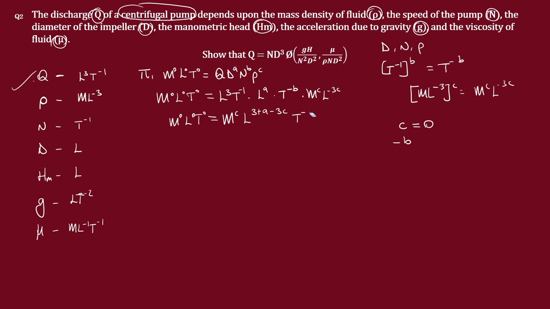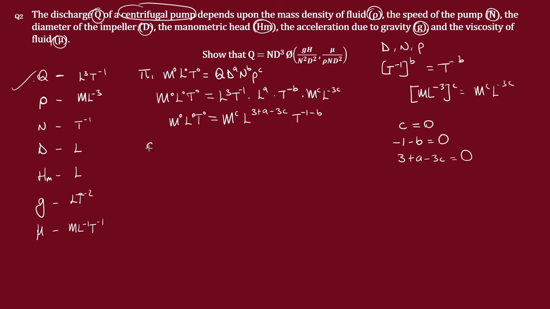Okay, so it's very important that you backtrack and check your steps often when dealing with Buckingham's pi. So minus 1 minus b is equal to 0. And then 3 plus a minus 3c is equal to 0.